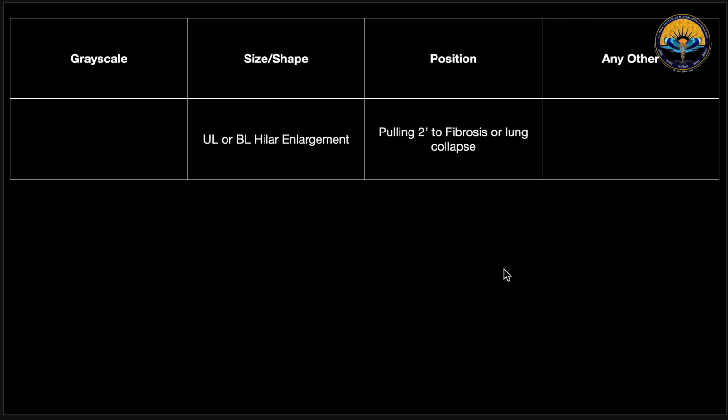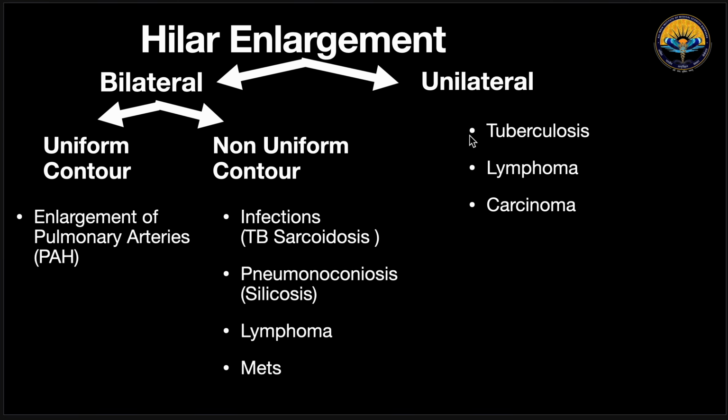Pathologies of the hilum: we can have pathology of size or shape, where we can have hilar enlargement. This could be unilateral or bilateral. It could be a change in the hilum, this could be pushing or pulling of the hilum also. So hilum enlargement could be unilateral. Unilateral means there is TB infection, lymphoma, carcinoma.